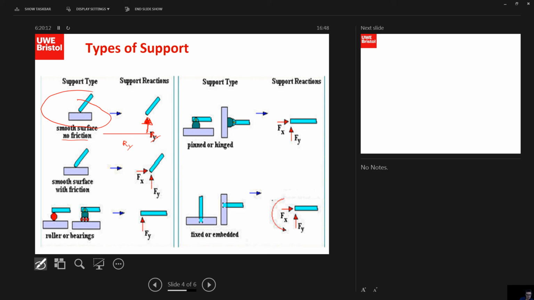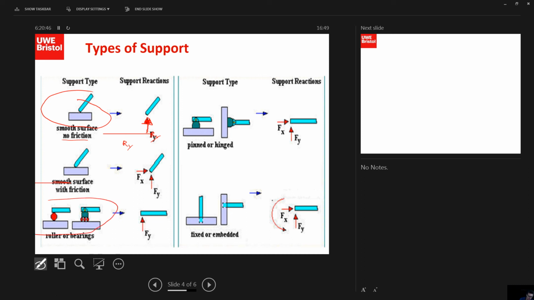What else? Well, we've still got a smooth surface, but if we've got some friction there, then that means that there could be some sideways force. So we would have to replace this bit of diagram with a reaction force going in the x direction there, and a reaction force going in the y direction here.